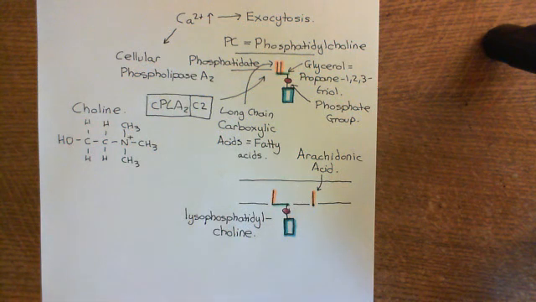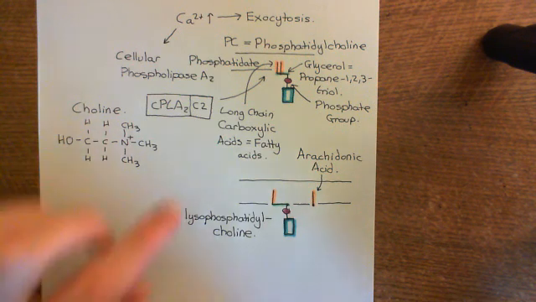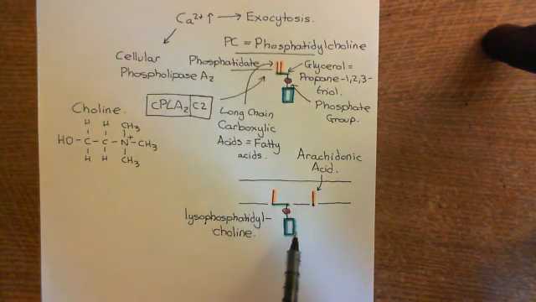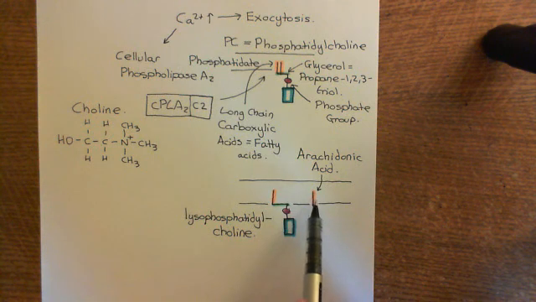So the fact that this cellular phospholipase A2 has become active means that phosphatidylcholine, which is the normal component of the phospholipid bilayer, is being broken down into these two new molecules, lysophosphatidylcholine and arachidonic acid. Now we're not going to be interested in the lysophosphatidylcholine. We're going to be very interested in what's going to happen to arachidonic acid.